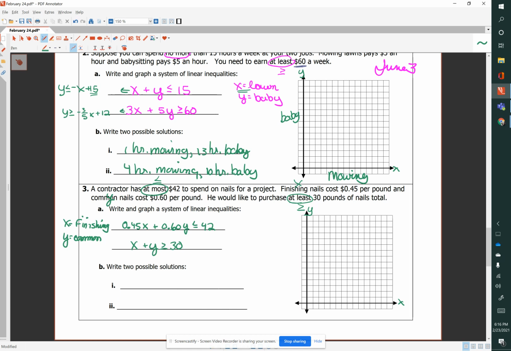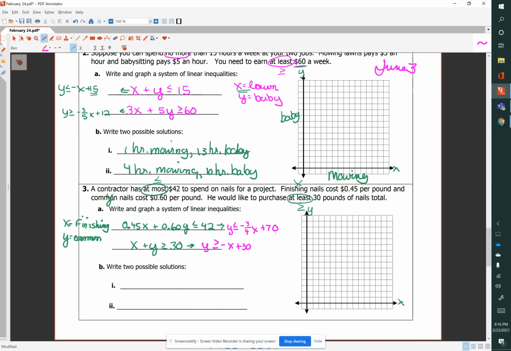Again, I'm going to put it in slope-intercept form. And let's change my color so we can do that. So the first inequality would be y is less than or equal to -3/4 x plus 70. And the second one would be y is greater than or equal to -x plus 30.